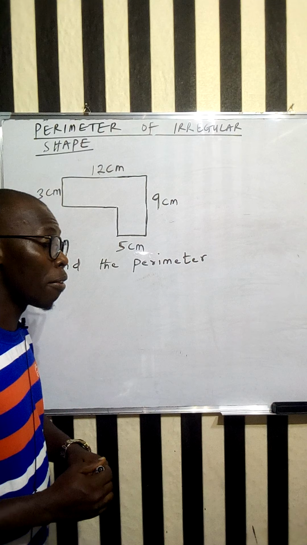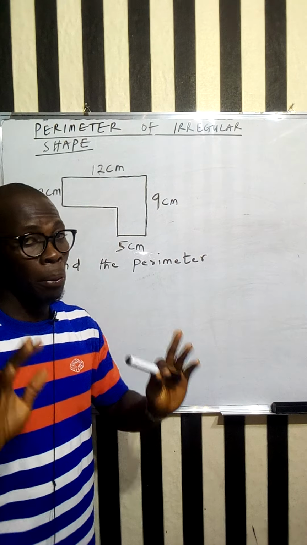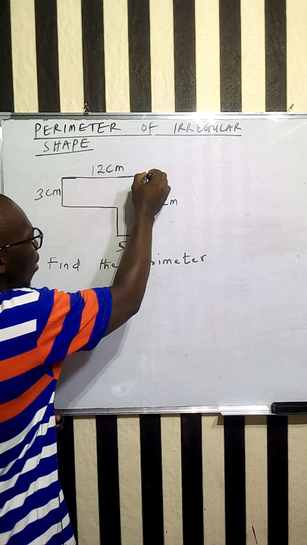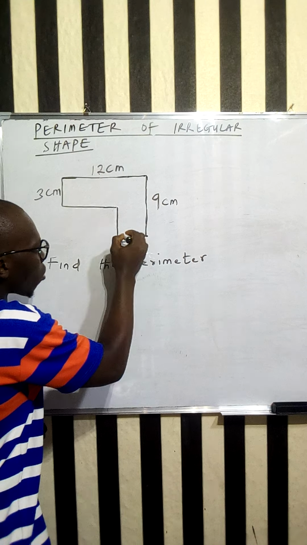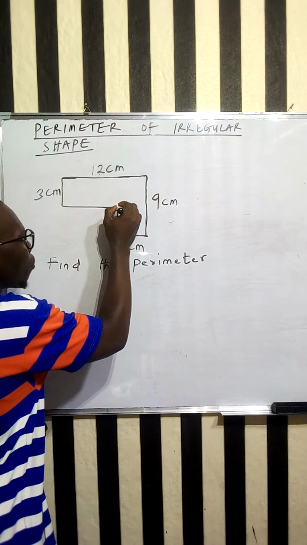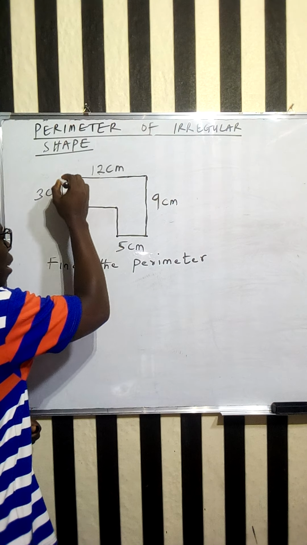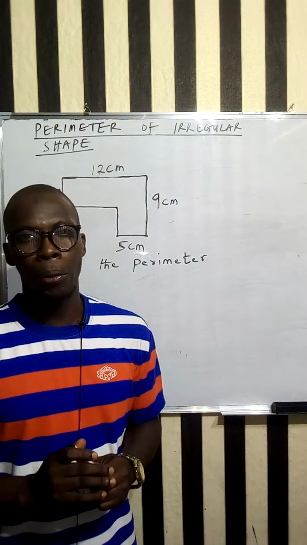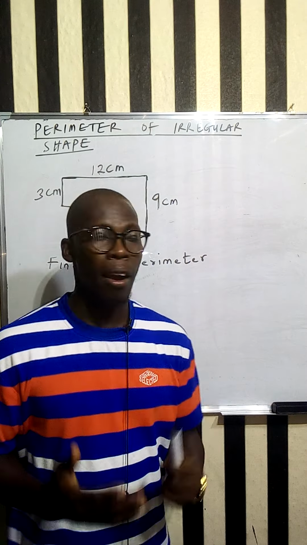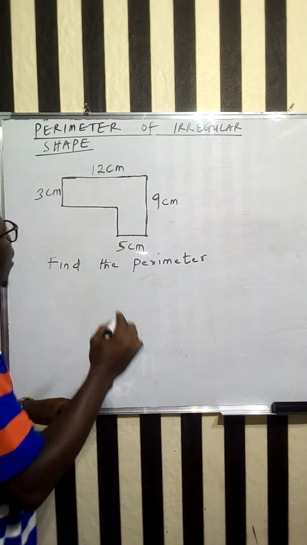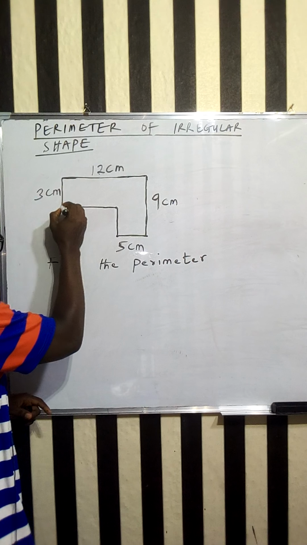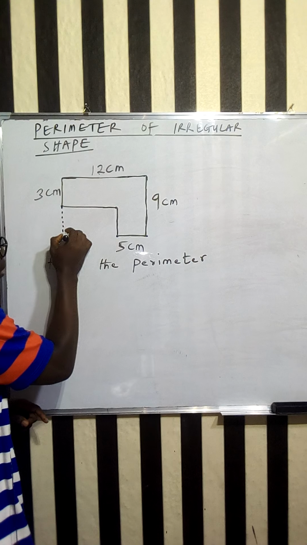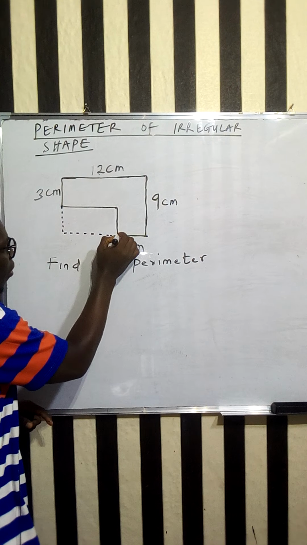So what will I do now? For me to get the perimeter, I'm going to find the full length of here, the full length of here, the full length of here, and so on for each side. After that, I will sum all of them together. That is the perimeter for you. So what am I going to do now? Now we draw a dotted line here, so that my working will be very easy for me.